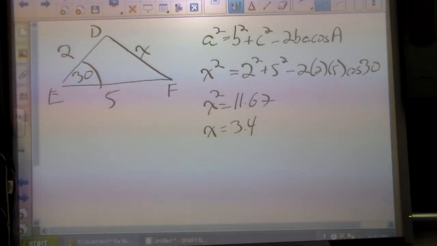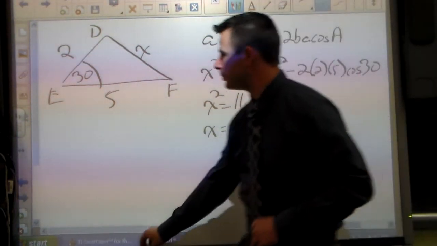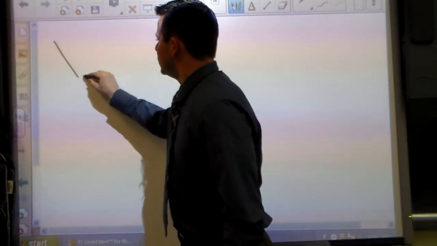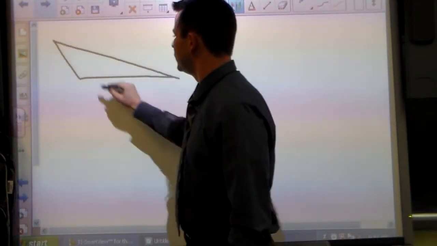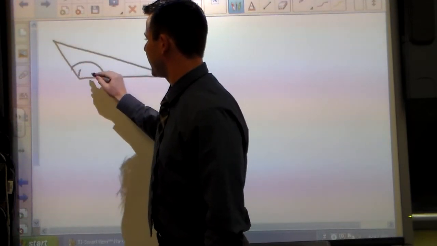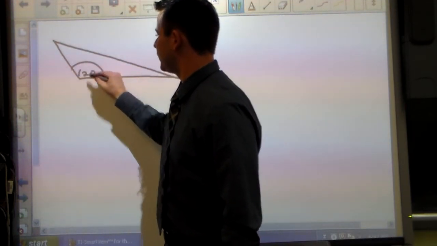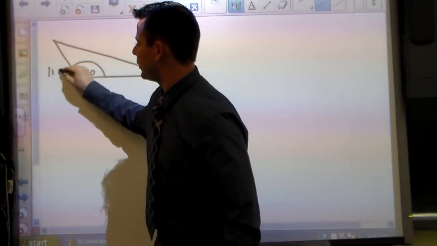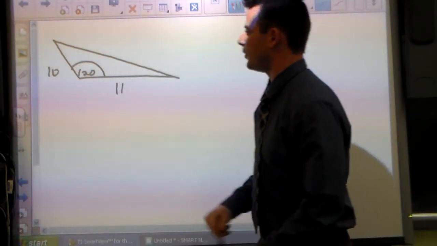So there we go. That's how you use the law of cosines. Let's do one more example. Let's call this 120 degrees. Let's say that we have a side here which is 10 and a side here which is 11.